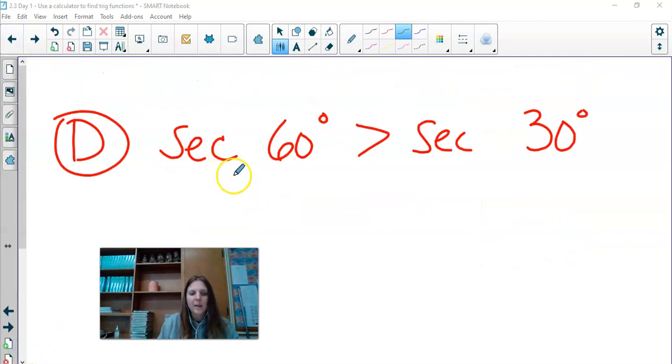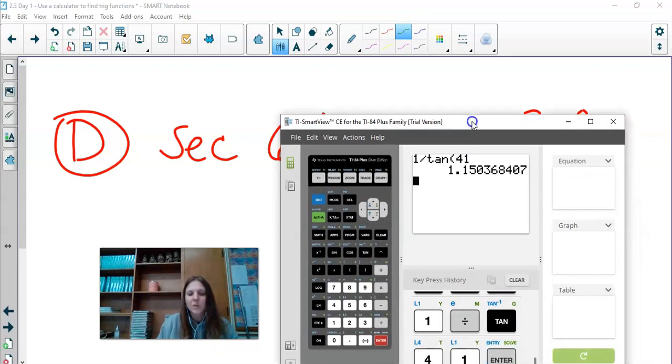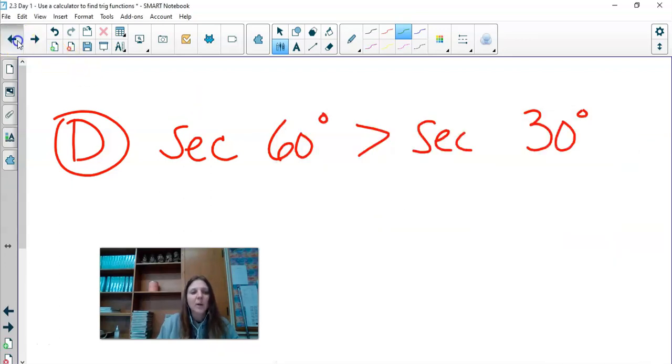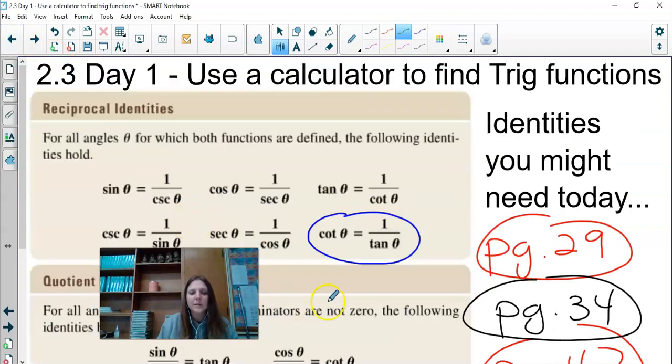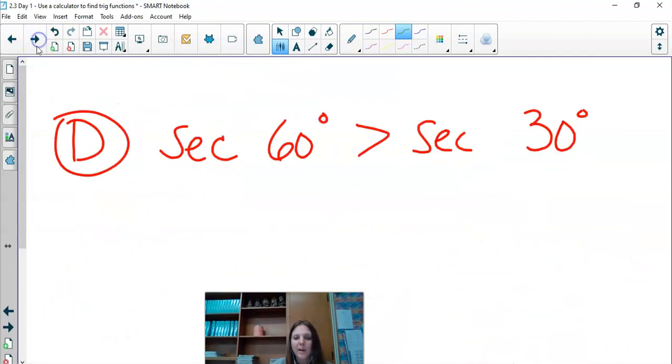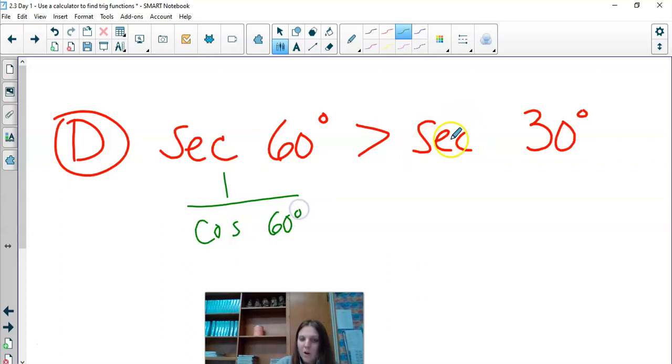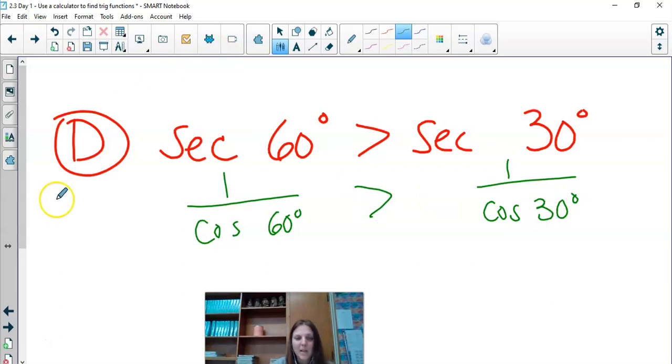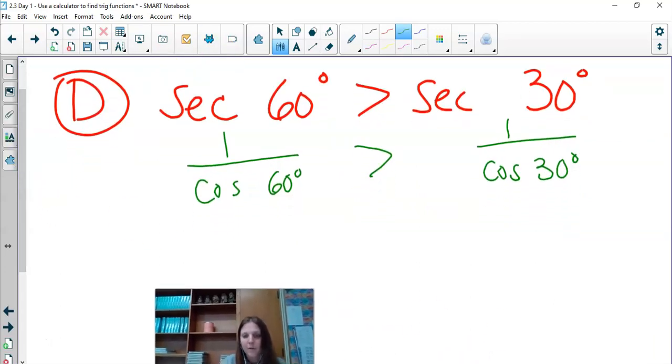Okay, last one we're looking at is secant. Again, if you look at your calculator, you will see that there is no such thing as a secant button. So I need to go back to my reciprocals and see what the secant is equal to. Secant is the same as 1 divided by the cosine. So that's what I'm going to use. 1 divided by cosine. So I'm going to type it in that order.